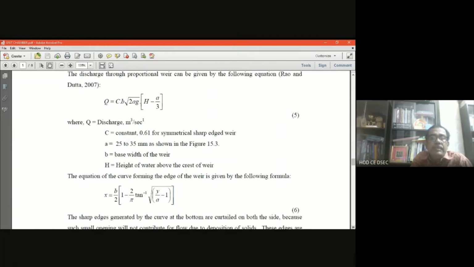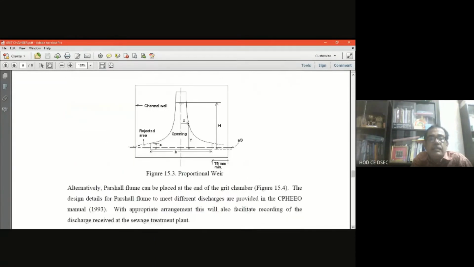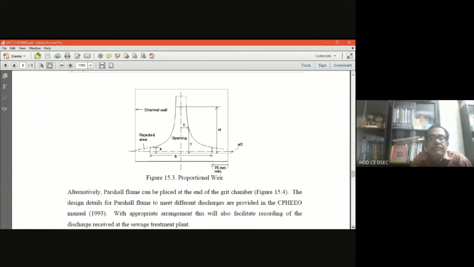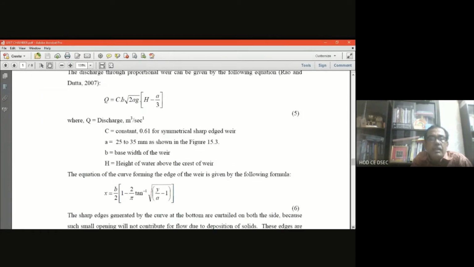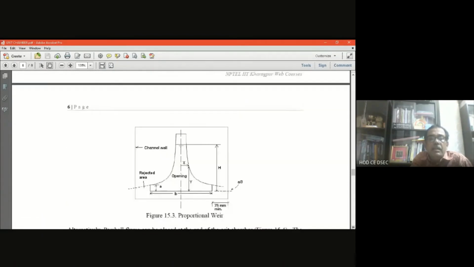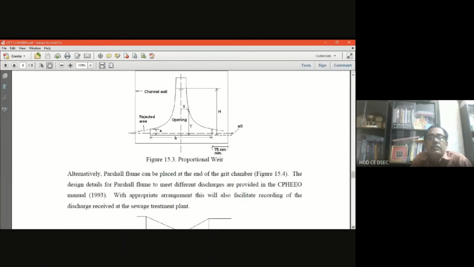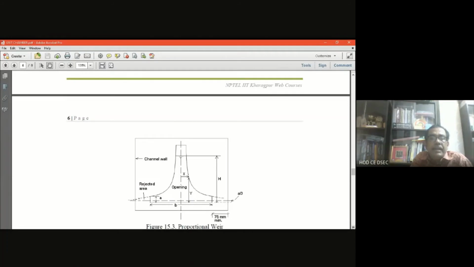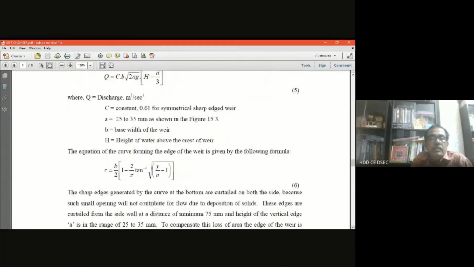b is the base width of the weir. H is the height of the water above the crest of the weir. So all these things have been shown diagrammatically. The equation of the curve is like this, b/2 (1 − (2/π) tan⁻¹ √(y/a)), but it will not be required by us.